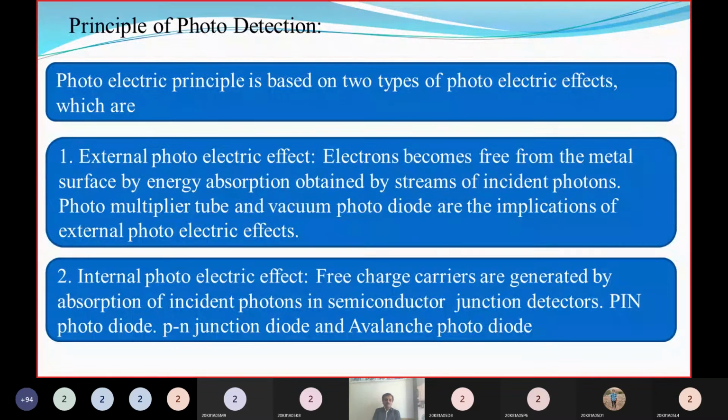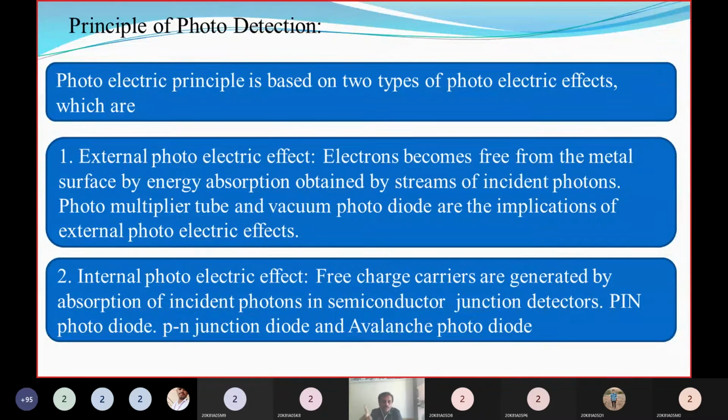Now, the principle of photodetection. The photoelectric principle is based on two types of photoelectric effects.